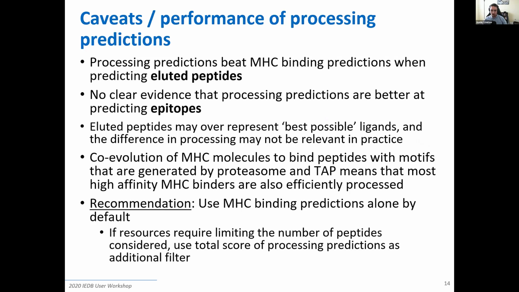MHC molecules, their binding preferences, the motifs tend to match what the proteasome likes to cleave and what TAP likes to transport. So you have this sort of coevolution. There's a lot of overlap in the top ranked based on binding affinity when you actually look at the processing steps. And another little side note is that proteasomal cleavage and TAP transport studies tend to have smaller data sets for training. So our recommendation is that you just stick with the MHC binding predictions alone by default. This tool can be good if you have limited resources and you'd like to limit your number of candidate peptides.